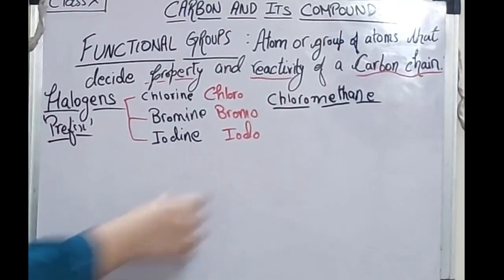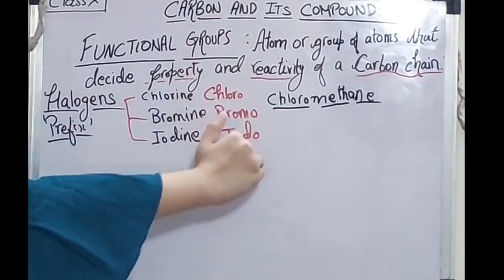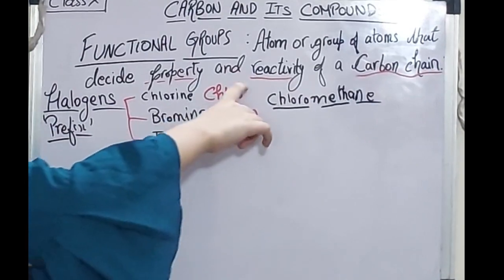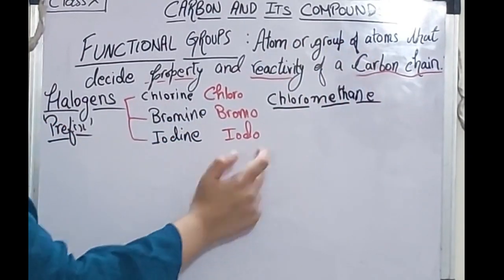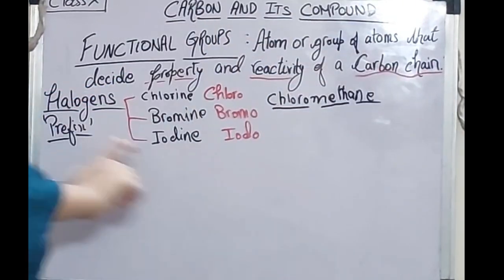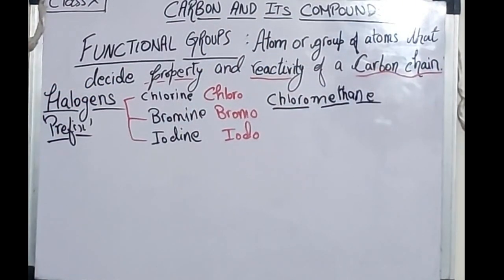These are the names or the prefixes. Prefixes means main word से पहले लगने वाला, like this chloro main word से पहले, bromo main word से पहले, iodo main word से पहले. So that is what prefix means. Most of you must know that. Even if you don't, there's no worry.